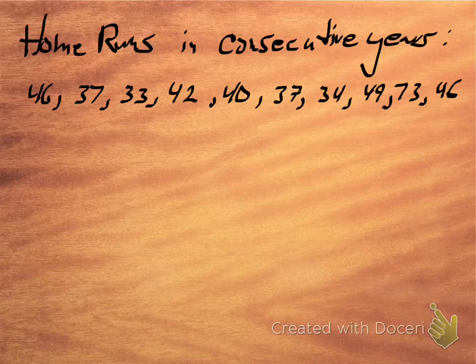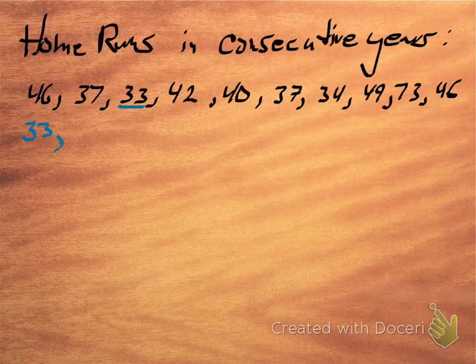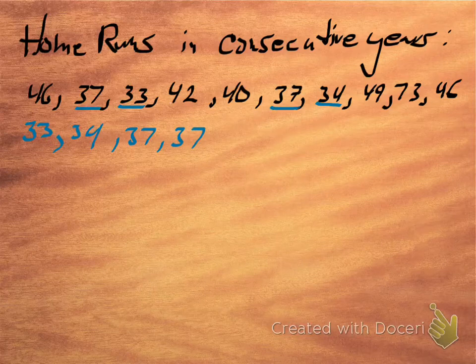So, all right, let's look through the list first, and it looks like 33 is the smallest number, followed by 34. Let's see, what else do I have in the 30s? I've got 2 37s, so we'll put 37 and 37. And again, I don't want to cross these out, so I'm just going to underline them. That's an easier way to keep track.